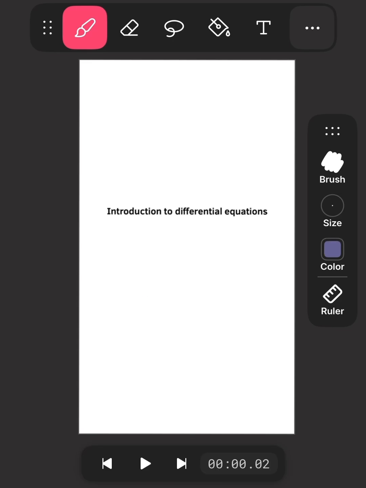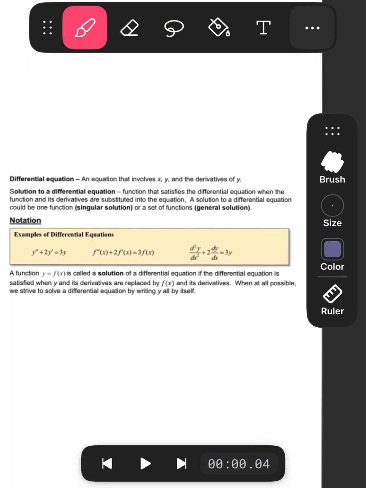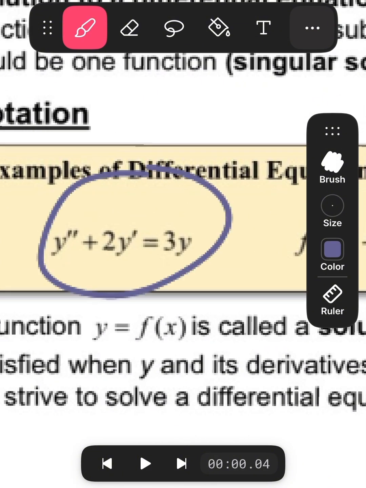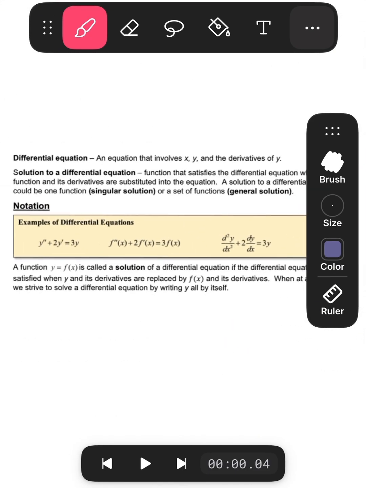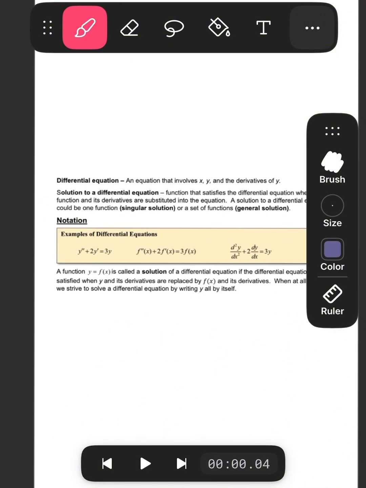So first up, we're going to do a little introduction to differential equations and answer a good question. What is a differential equation? As defined by DeMario, a differential equation is an equation that involves x, y, and the derivatives of y. So basically, you can look at the examples here. Any equation that has x or y in it, or a derivative, or x and y in it, that is a differential equation if it has derivatives in it.